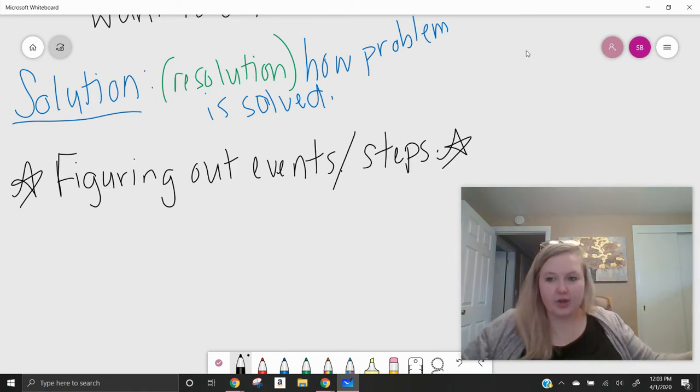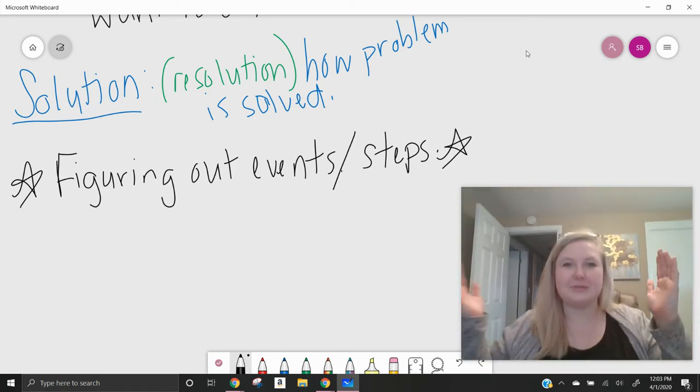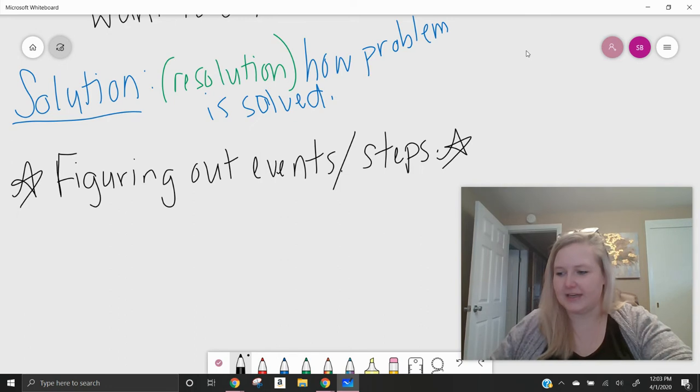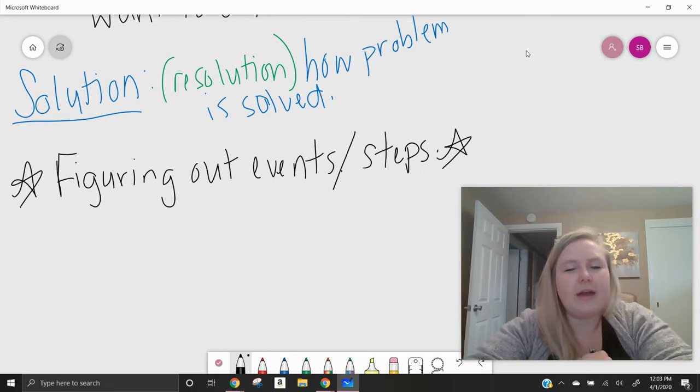The end. Okay, so the Gruffalo, did you love it? I know, it's so good. Okay, anyway, so we need to figure out the problem and the solution for the Gruffalo.